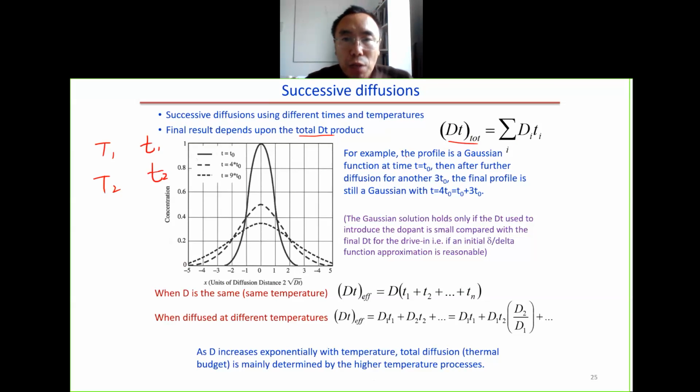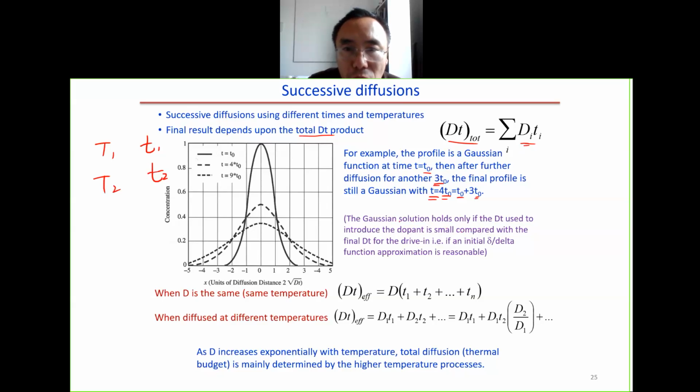For example, the profile is the Gaussian function at time t equal to t0. So this one is Gaussian. Then after further diffusion for another 3t0, the final profile is still Gaussian, with total t value equal to 4 times t0. This makes sense because we have the same sample just diffusing for a longer time. So this 4t0 equals t0 plus 3t0, as you see here.